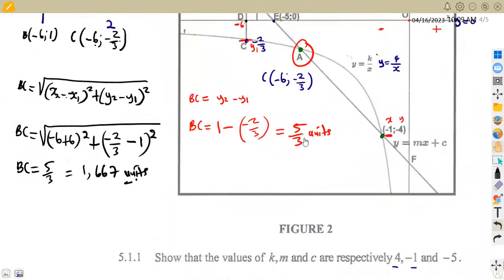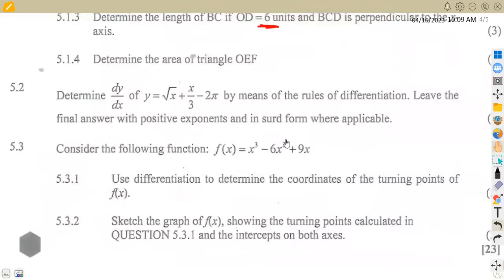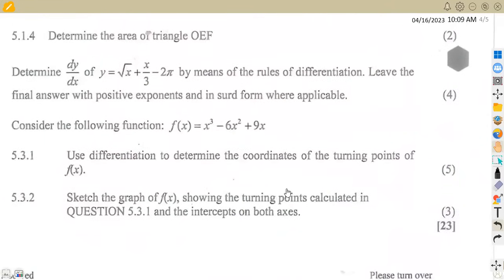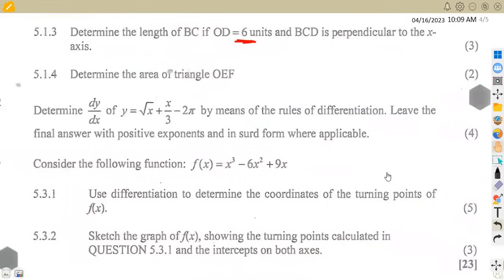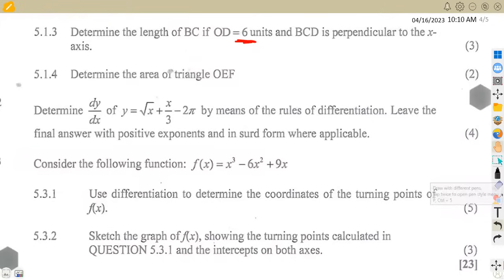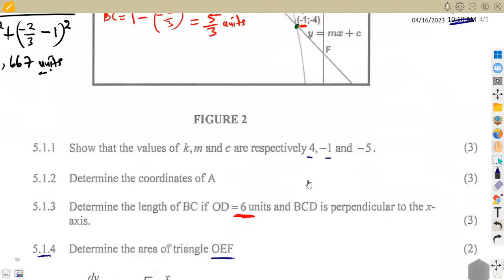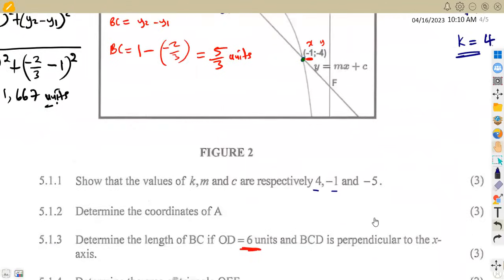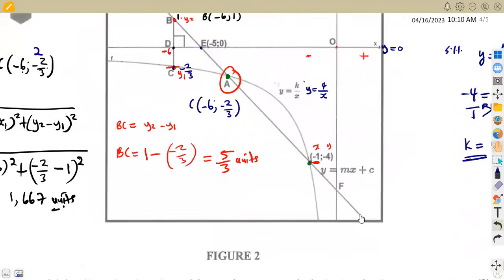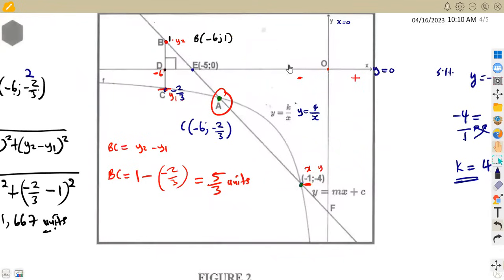Let's check what we are given on the other part now. That was question 5.1. This is 5.14. Determine the area of triangle OEF. Okay, wait, we have OEF. Let's check, O to E to F. We want to have this triangle. Where do we have it? All right, triangle OEF in this case. This is where we have O to E to F.